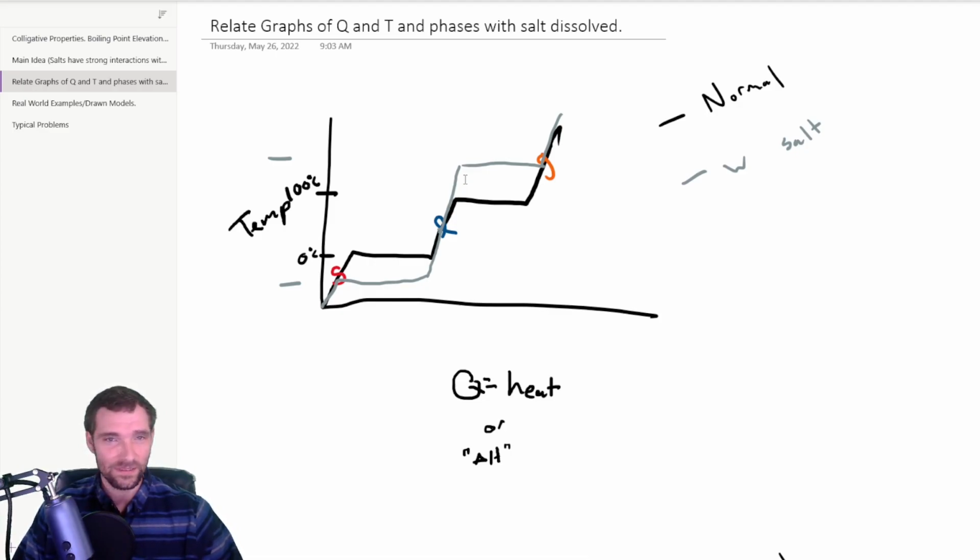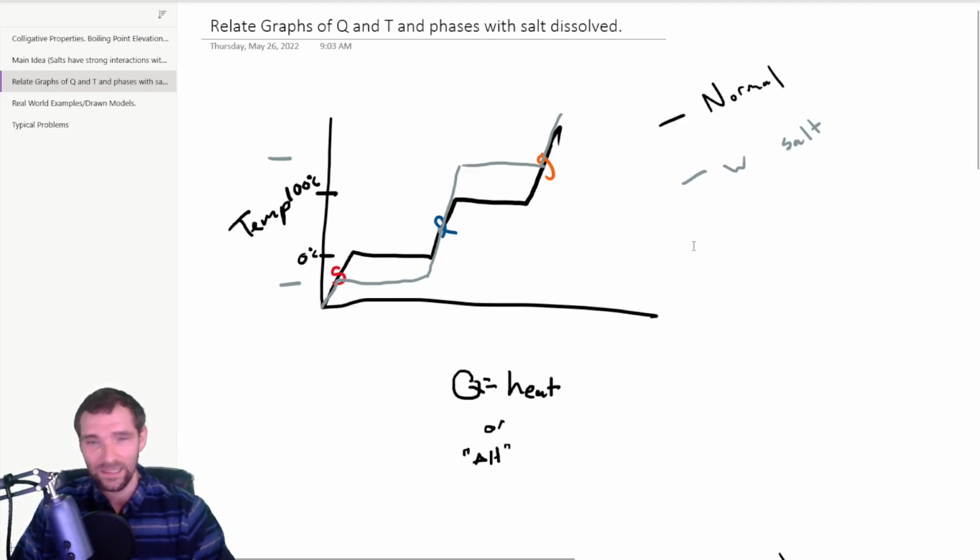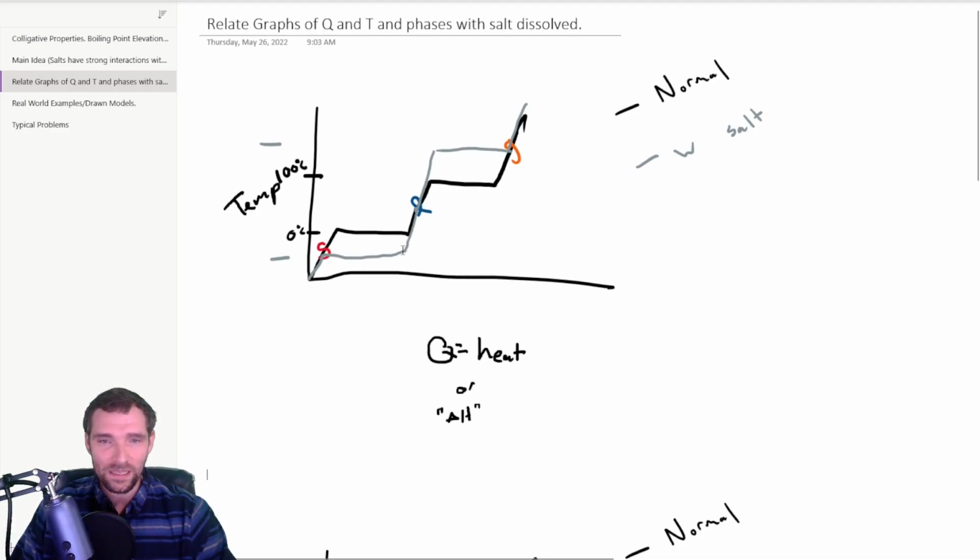When you add in a salt, it takes more energy to cause some change, so it will cause the slope to change slightly as well. But the main point that I want to hit is that we have a new boiling point and a new freezing point, and those are corresponding to what you would calculate using that formula.